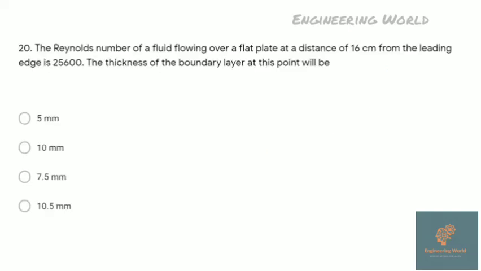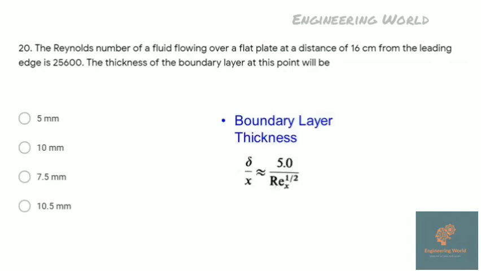Then the next question, a Reynolds number of a fluid flowing over a flat plate at a distance of 16 cm from the leading edge is 25600. The thickness of the boundary layer at this point will be, the boundary layer thickness is given by delta equal to 5x divided by root of Re, where Re is Reynolds number, x is distance from the leading edge. So putting values we get the answer 5 mm. This for SSC and Vizag Steel, fluid mechanics is easy, just formula based questions.